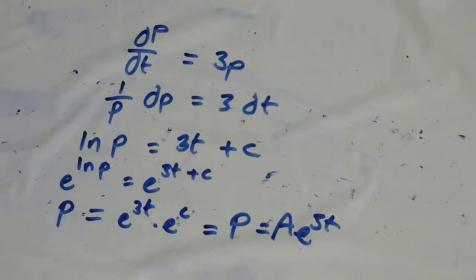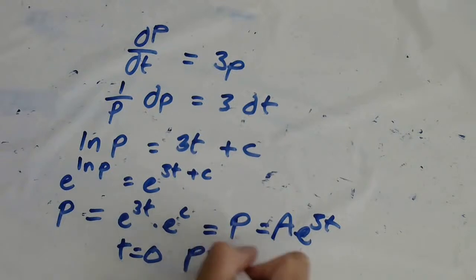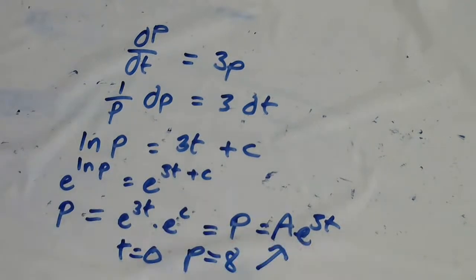How do I find A? You substitute the value that they give you. They say initially the population is of size 8. So when t equals 0, p equals 8. And you can just lob that in there. So it follows quite easily that A equals 8. All right, I hope that makes sense to people. Now I'm just going to stop there, and now is your time to ask questions.